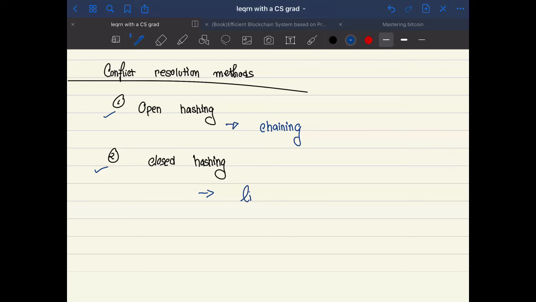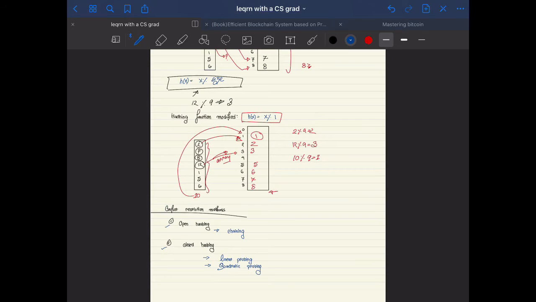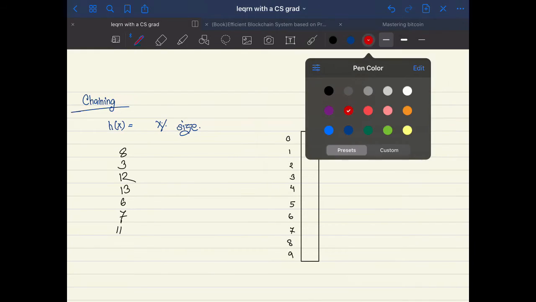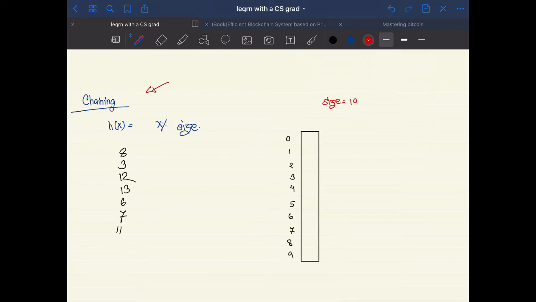In open hashing we have chaining, and in closed hashing we have linear probing and another one, quadratic probing. Now we are going to look into chaining. In chaining, the equation is similar to what we are used to: h(x) = x mod size, and the size here is 10, from 0 to 9.